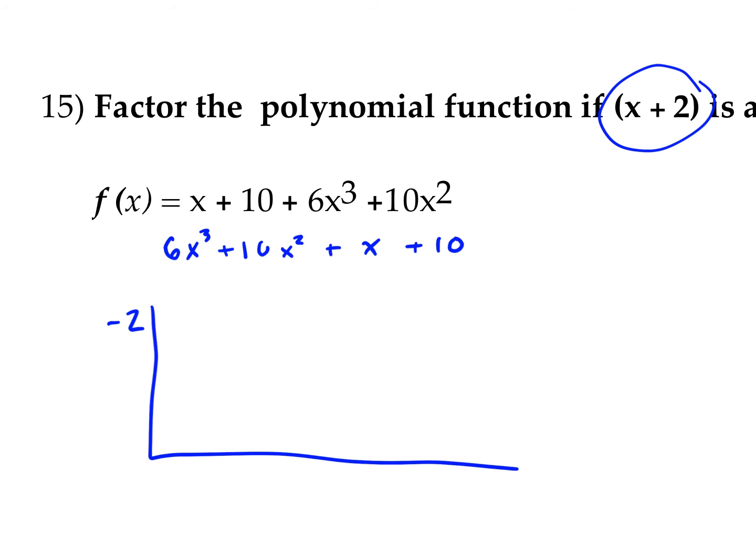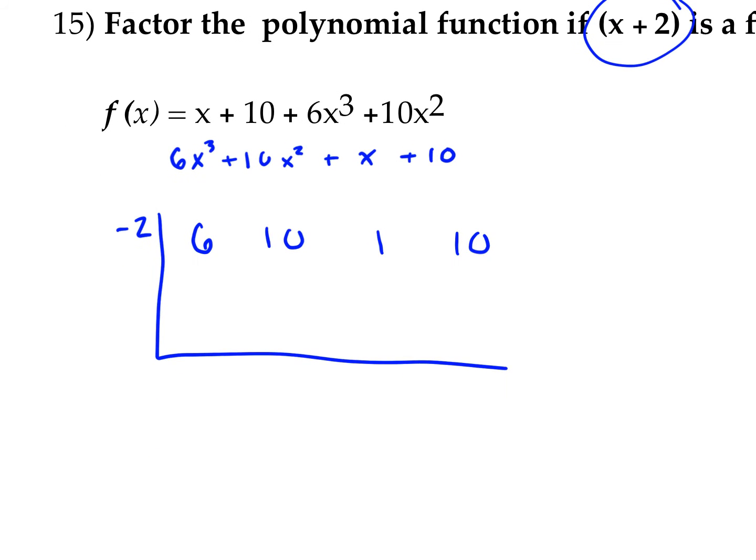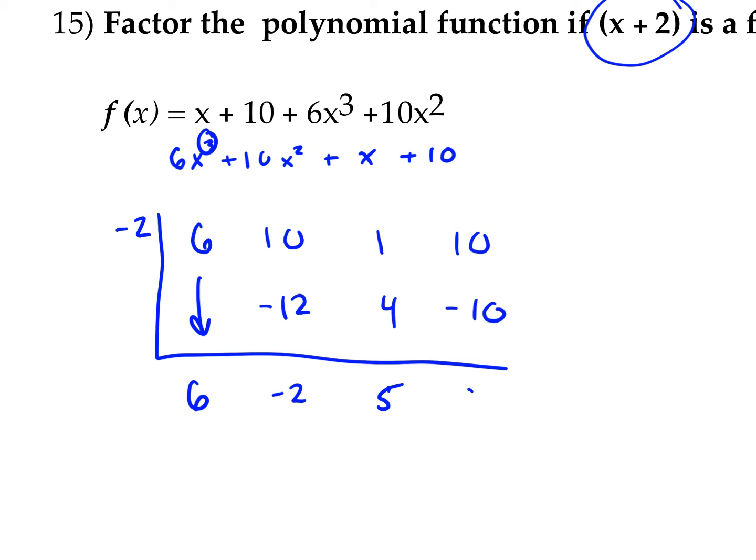What goes on the inside? 6, 10, 1, and 10. Always double check and make sure you're not missing any terms. If we start with x cubed, you're going to have 4 numbers in your box. So it's always 1 more than your highest degree. So drop down the 6, multiply, add, multiply, add, multiply, add.